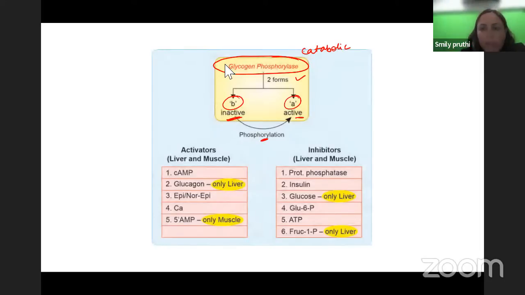So let's do the activators. Activation is in liver and muscle, right? Mainly glycogen metabolism occurs in liver and muscle. So cyclic AMP causes phosphorylation. It is the activator. Glucagon hormone causes phosphorylation. Catecholamines, epinephrine, norepinephrine are the activators. Calcium and calmodulin are the activators. Then 5-AMP is the activator. How 5-AMP activates is not very clear.